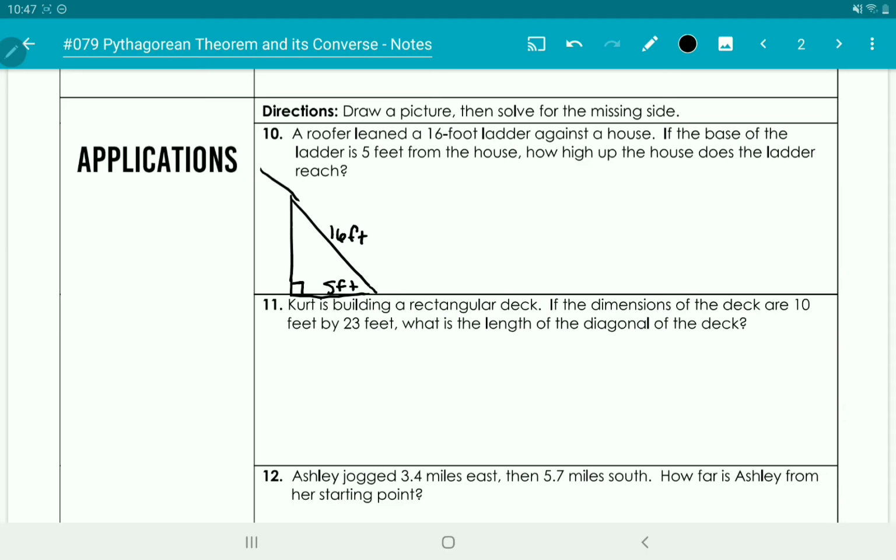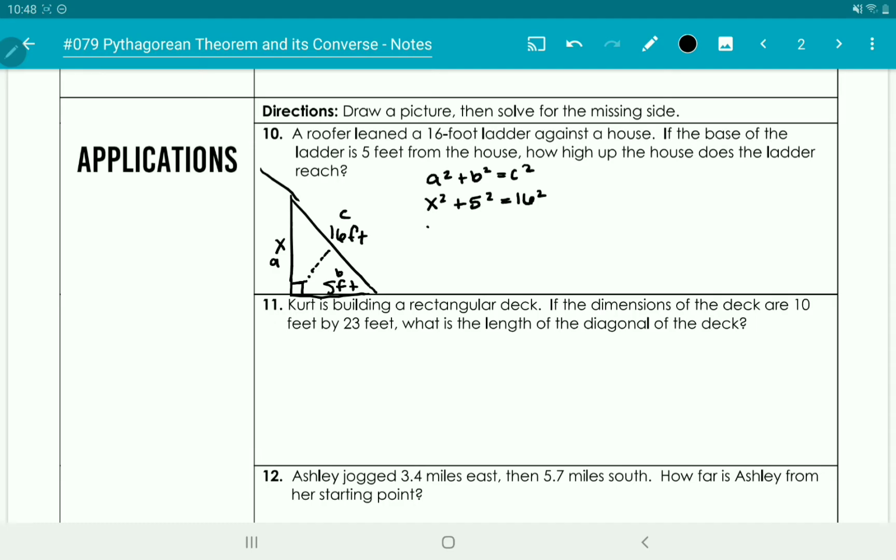So we know that this is going to be a right angle because houses come up at a corner, and this is the one we're going to look for. Okay, so now that we've drawn the picture, we can see the triangle. The one across from the right angle is going to be C. The other two are going to be A and B. Now we just have to use the Pythagorean theorem to solve. A is x, because we're not sure what that one is. B is 5. C is 16.